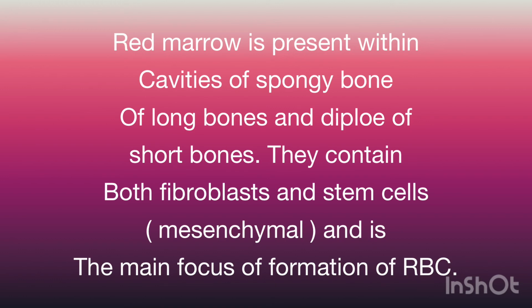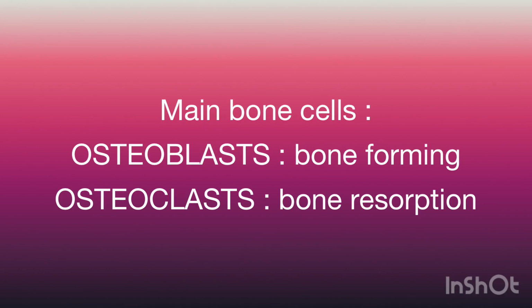They contain both fibroblasts and stem cells, otherwise called mesenchymal cells, and is the main focus of formation of the RBCs. The two main cells, that is the osteoblast and osteoclast, help in bone formation and resorption as and when required throughout life, which is termed bone remodeling.